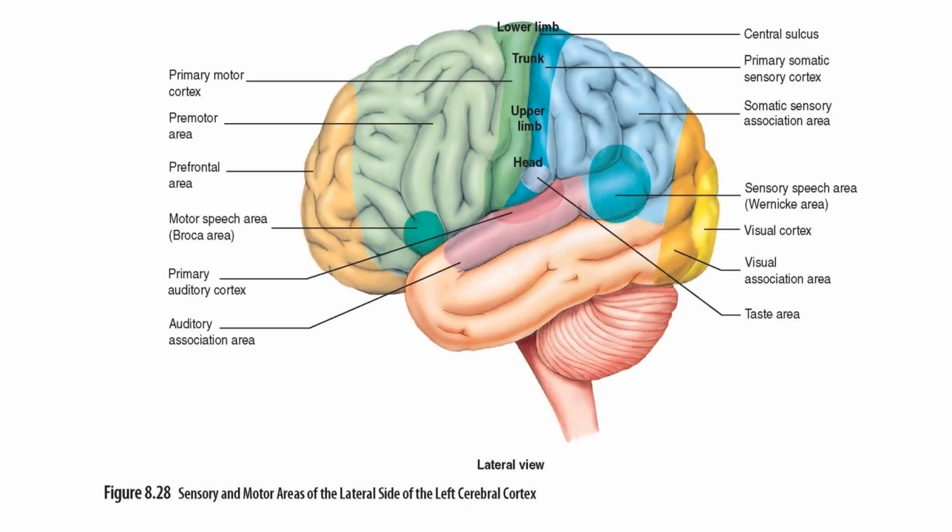So this is an image of the sensory and motor areas of the lateral side of your left cerebral cortex. So here you see primary motor cortex for the lower limbs, the trunk, the upper limb, and the head. Okay, so you also see here your premotor areas as assigned and in colors and directed by the arrows. And then you also have your prefrontal area. You have your motor speech area here at your temporal. Okay, this is what you call actually your Broca's area.